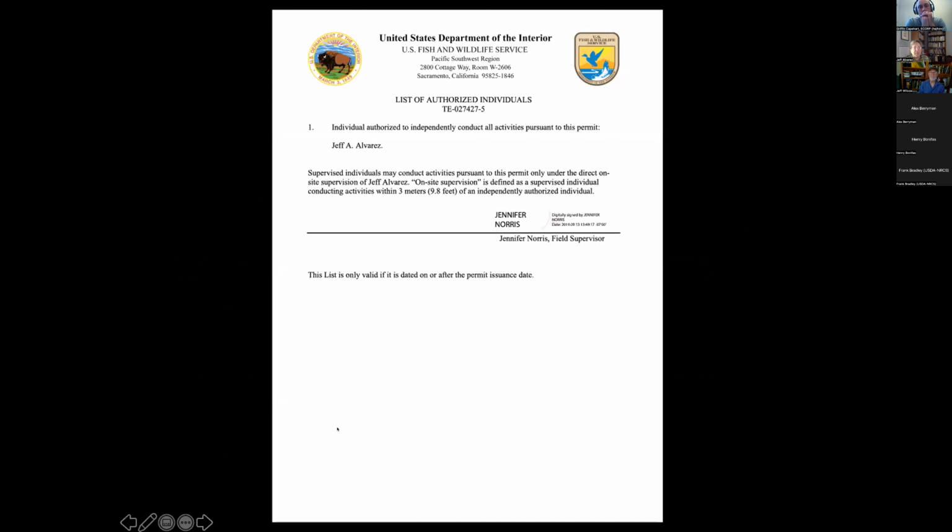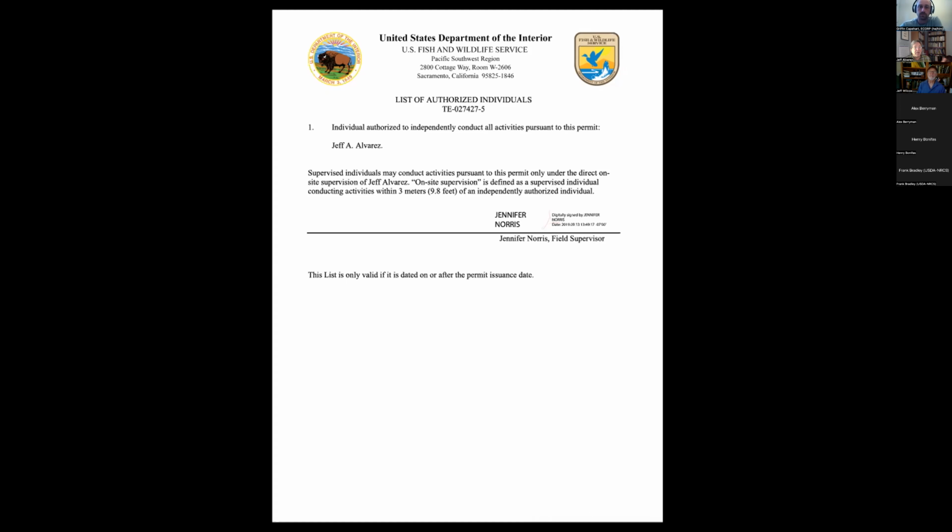So your permit will look like this. It'll have a list of authorized individuals, and you can see the list of authorized individuals on my personal permit is me. Not my wife, not my neighbor, not my colleagues, not my employees, not my coworkers, not my research partners, nobody but me. And that's because I don't want to be responsible for what somebody else does. The only exception is I have an email that approves Jeff Wilcox to work on workshops with me, because I have a permit that says I can do workshops.